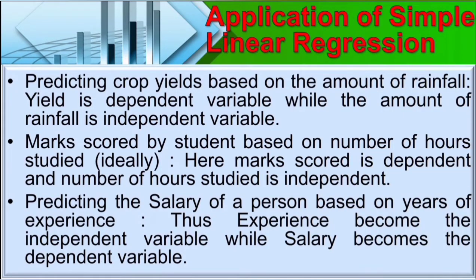Application of single variable linear regression. Number 1, predicting crop yield based on the amount of rainfall. Yield is dependent variable while the amount of rainfall is independent variable. Number 2, marks scored by student based on number of hours studied. Ideally, here marks scored is dependent and number of hours studied is independent variables. Number 3, predicting the salary of a person based on years of experience. Thus, experience becomes the independent variable while salary becomes the dependent variable.